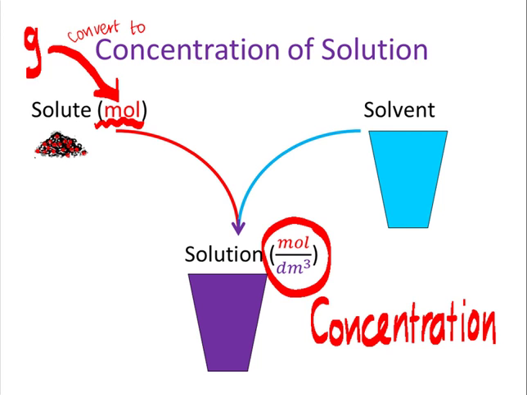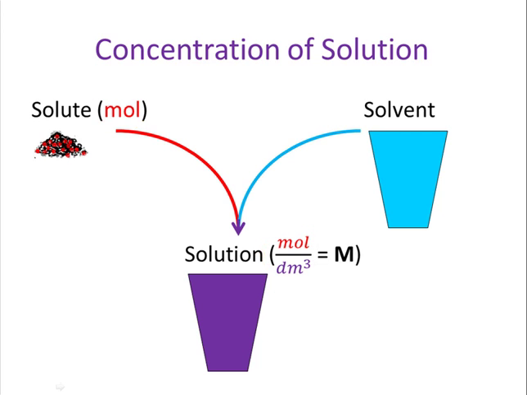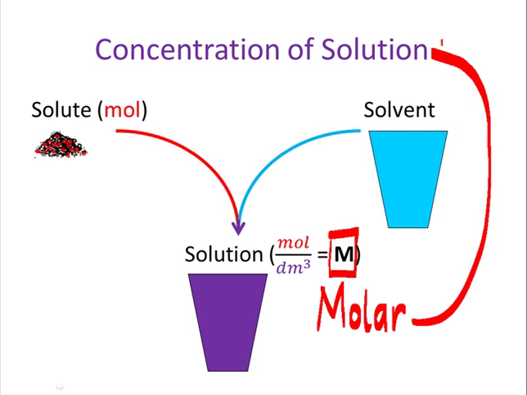So concentration is the ratio of the number of moles of solute per the volume in decimeter cubed of the whole solution. And the unit of concentration is moles per decimeter cubed. And a shorter way of saying that is molar, which is a capital M. Molar means moles per decimeter cubed.